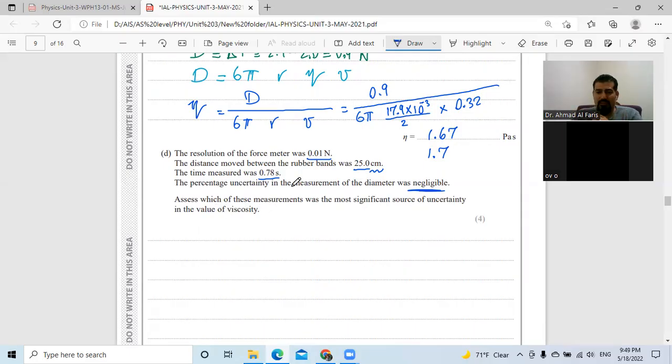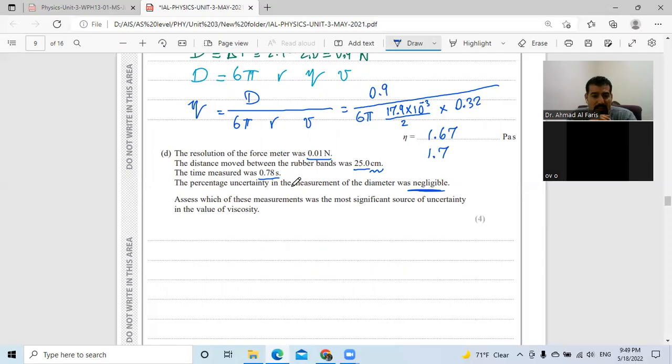Now look here. For the force meter, we can find the percentage uncertainty of the reading, and we divide the uncertainty by the values that we read. The distance is usually in centimeter, and the smallest precision for the meter rule is 0.1. We will find it out. But the problem here is the time.